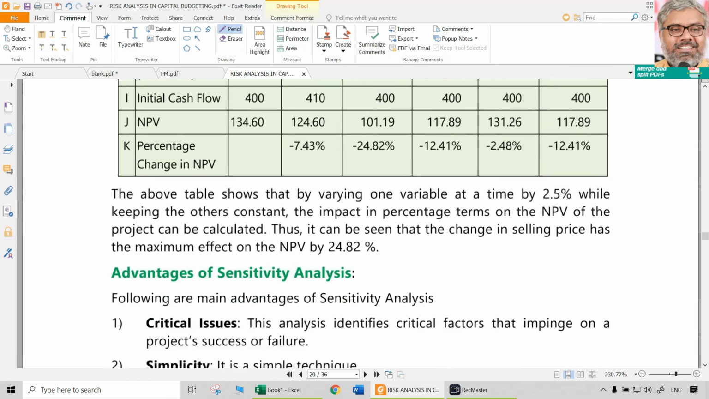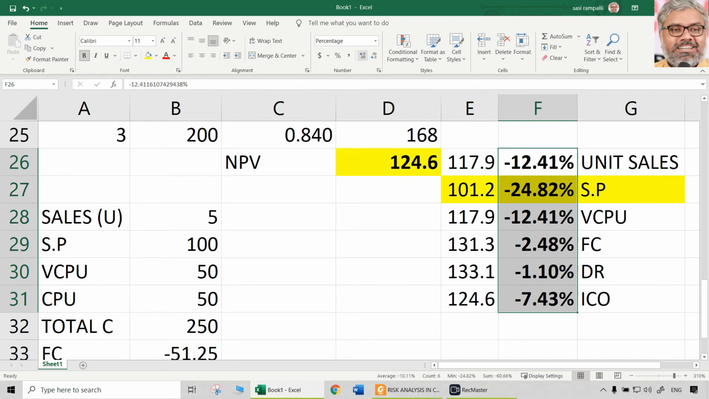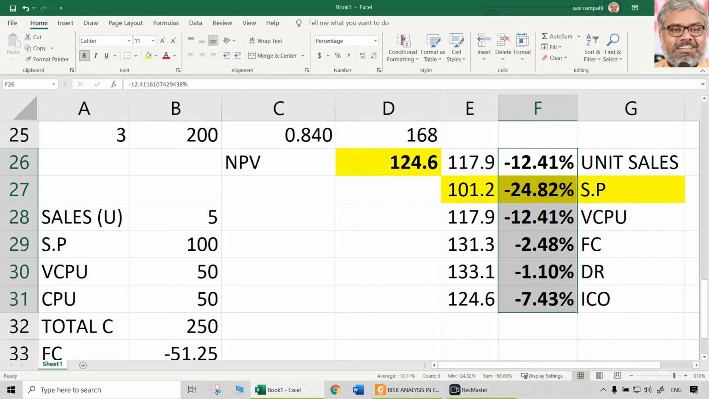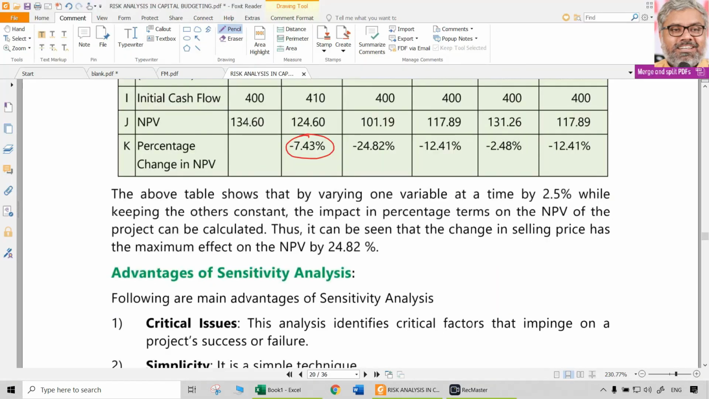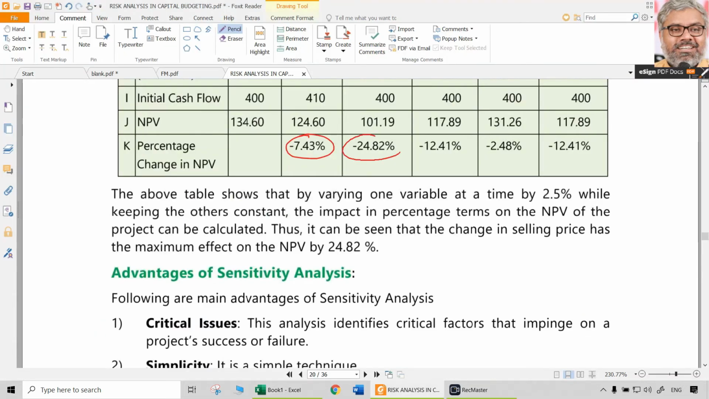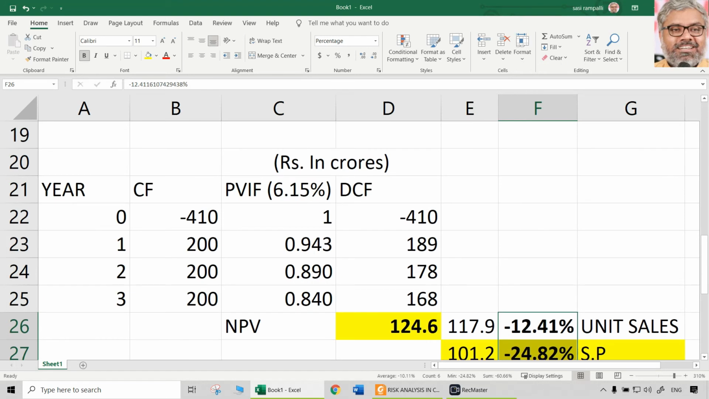So percentage change in NPV here approximately is going to be 7.43% if the initial cash outlay increases by 2.5%, and 24.82% for selling price change, 12.41% for variable cost per unit change. Same thing is there for unit sales also, number of units also. 2.48% change in NPV happens when the fixed cost increases by 2.5%. Discount rate has not been tested. It can be tested also because that is also one of the input factors.